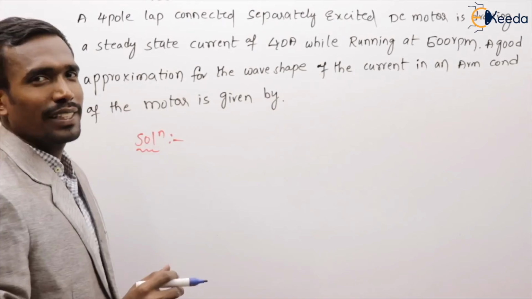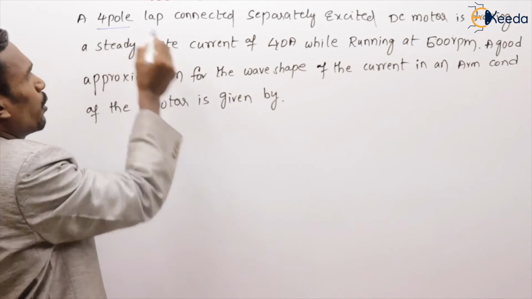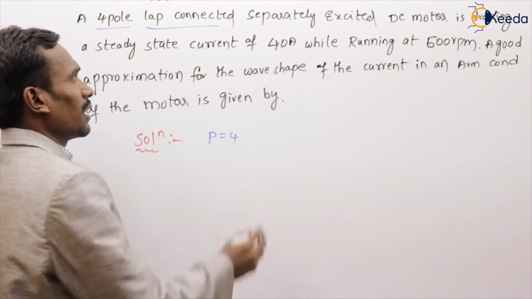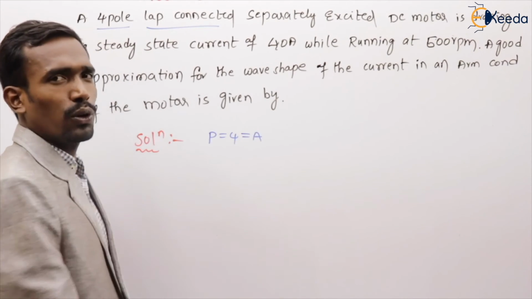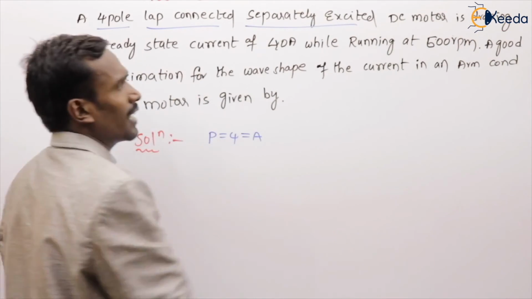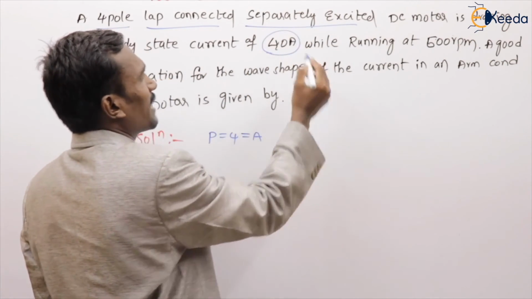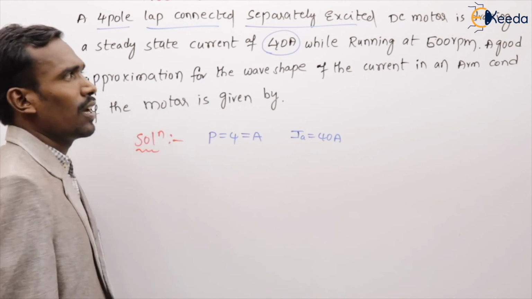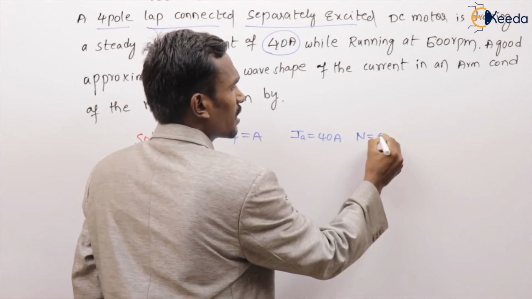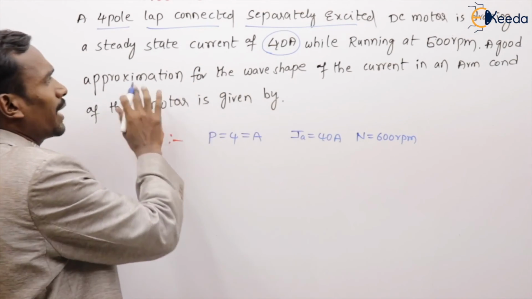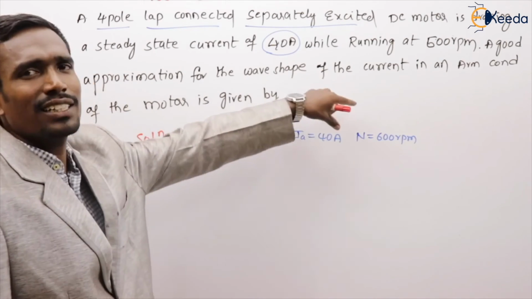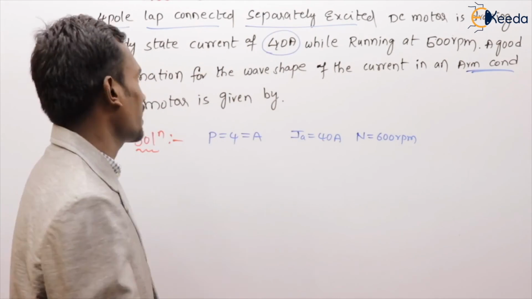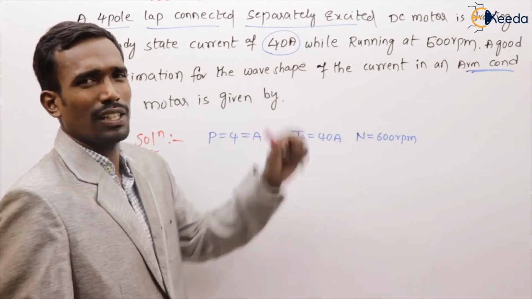Very easy question. See the next question: a 4-pole, lap connected, separately excited DC motor drawing a steady state current of 40 amperes while running at 600 RPM. A good approximation for the wave shape of the current in an armature conductor is required. How many poles are there? 4 poles. Lap connected means the number of parallel paths is also 4. The total armature current is 40 amperes.